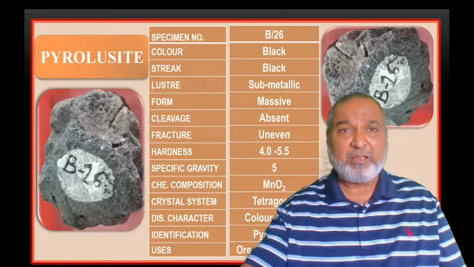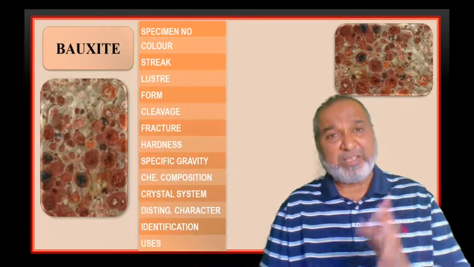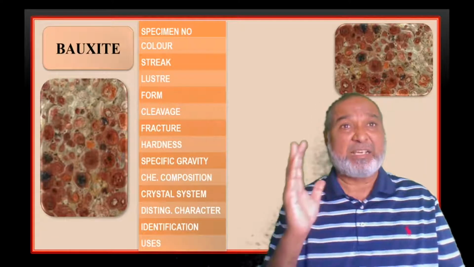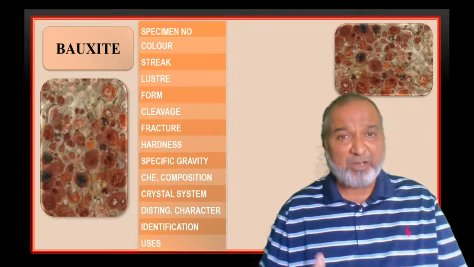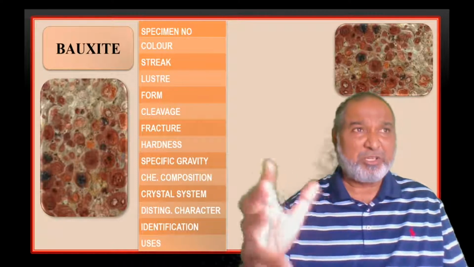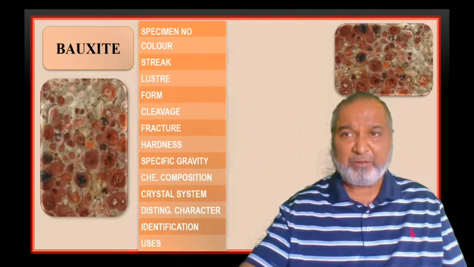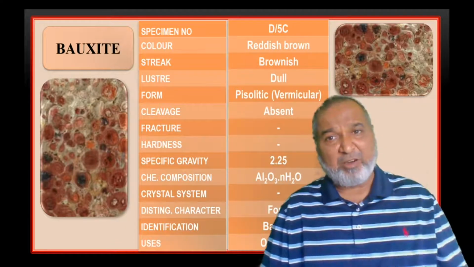The first mineral is pyrolusite. Yes, the next one is bauxite. It is the secondary mineral. So here some of the properties we are not going to write about. Here it has a yellowish, reddish yellowish color, and it is particularly showing you the pisolitic structure, or vermicular.